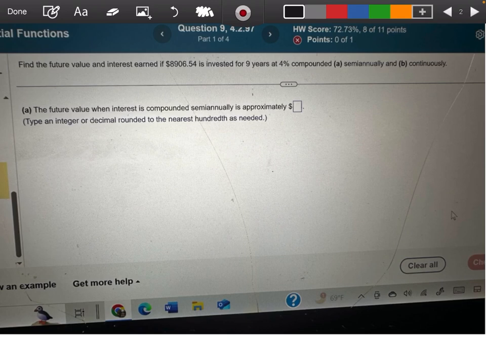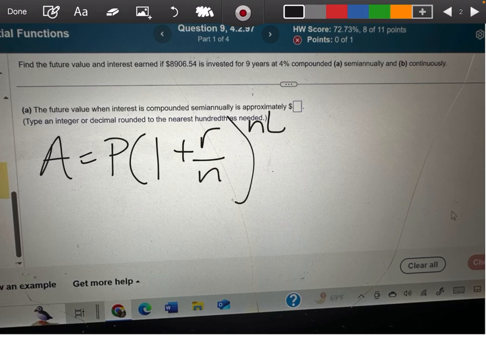Okay, so let's do part A, y'all. We're going to use the compound interest formula. So the compound interest formula, y'all, looks like this, okay?